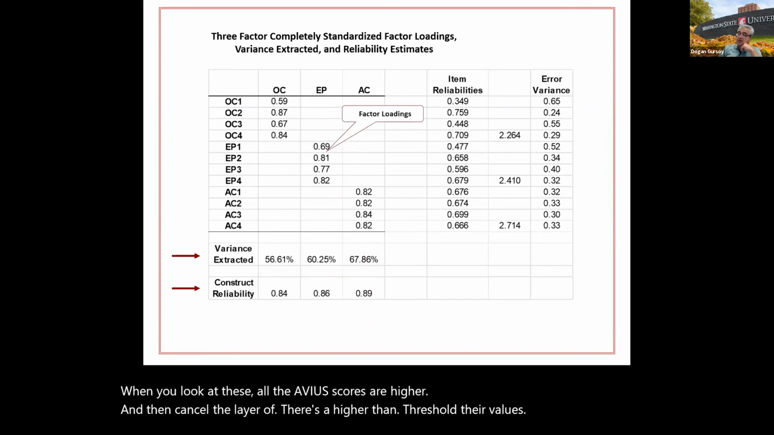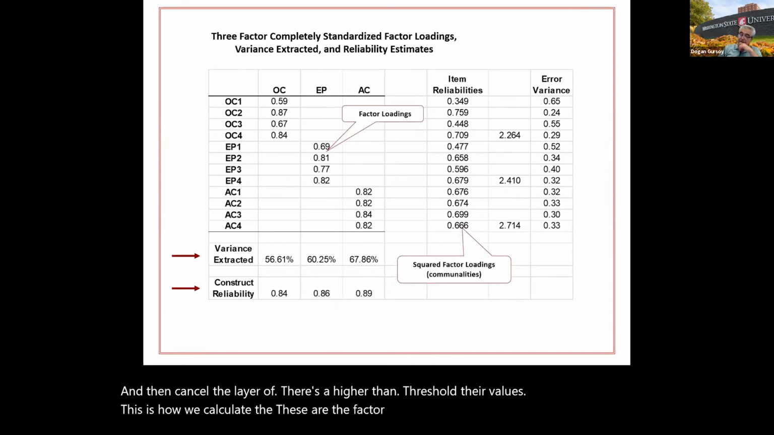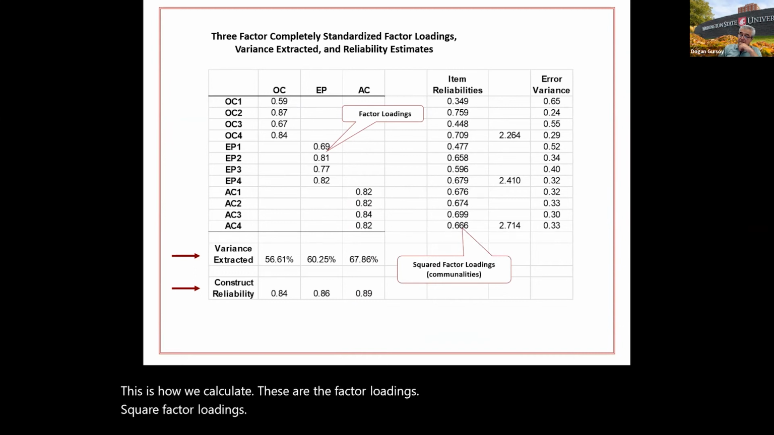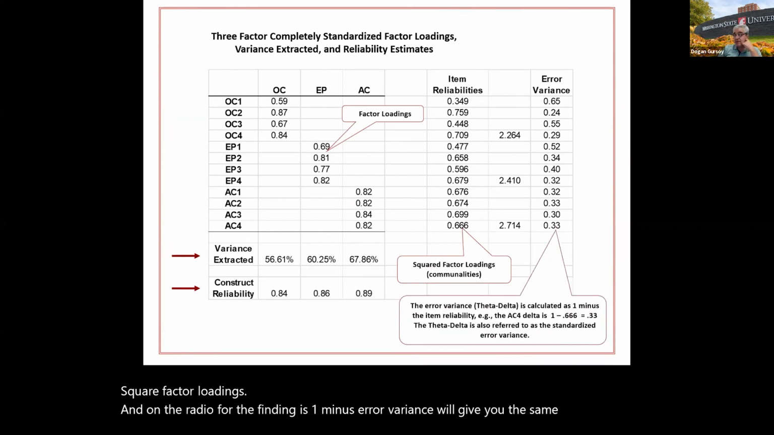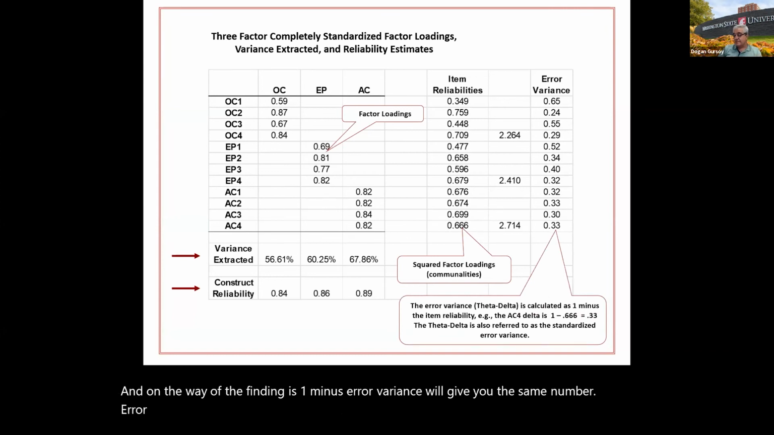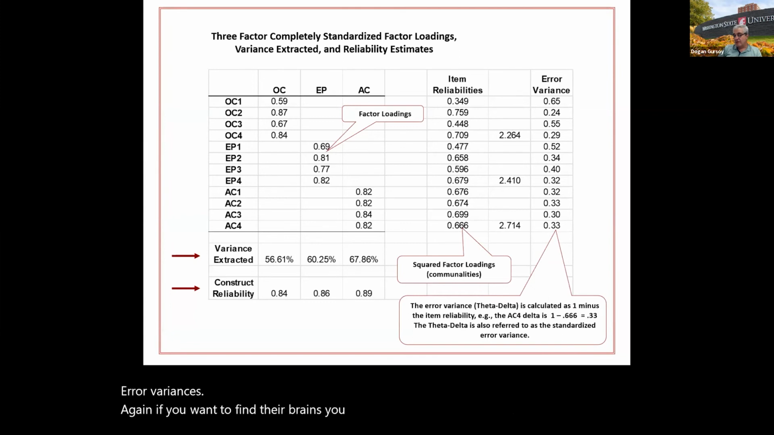This is how we calculate these. These are the factor loadings, and these are the squared factor loadings. Another way of finding it is that 1 minus the error variance will give you the same number. And again, if you want to find the error variance, 1 minus the squared factor loading will give you the error variance.